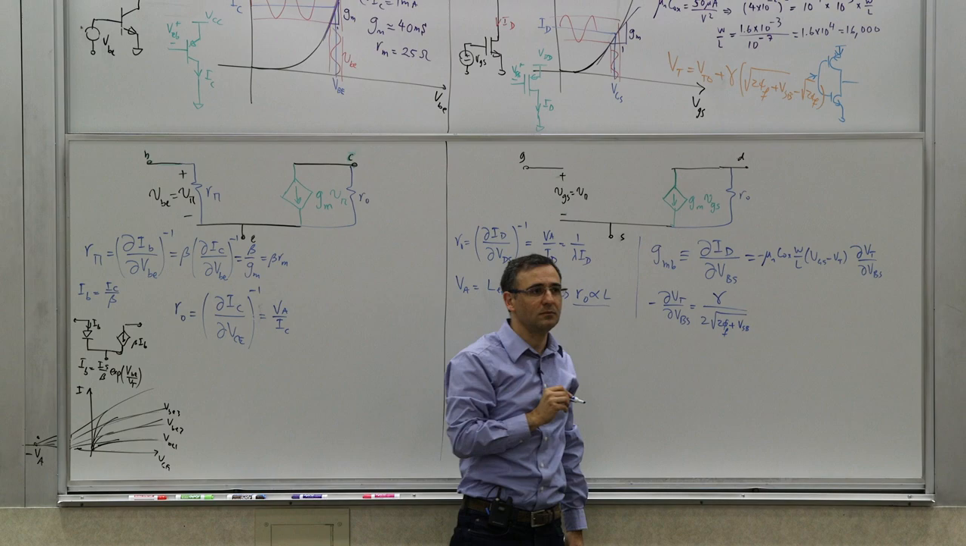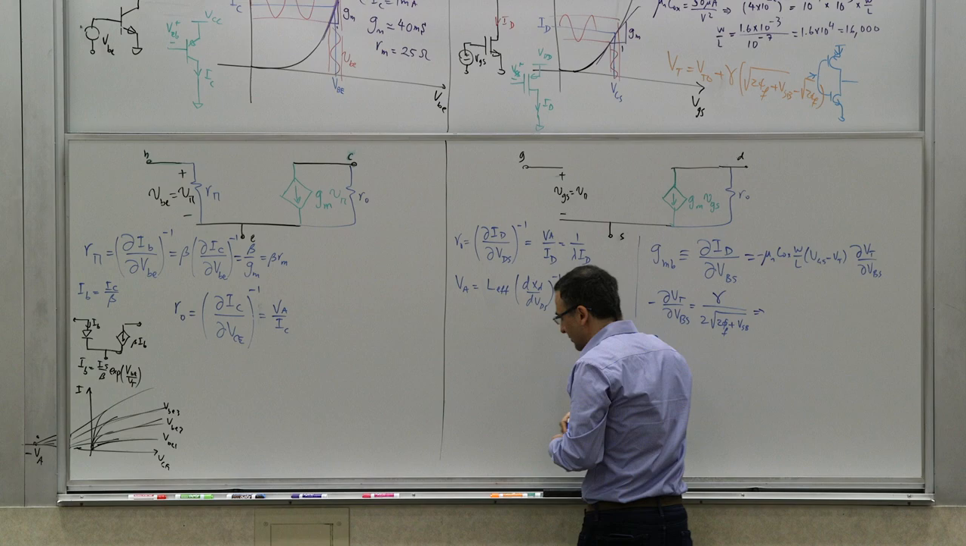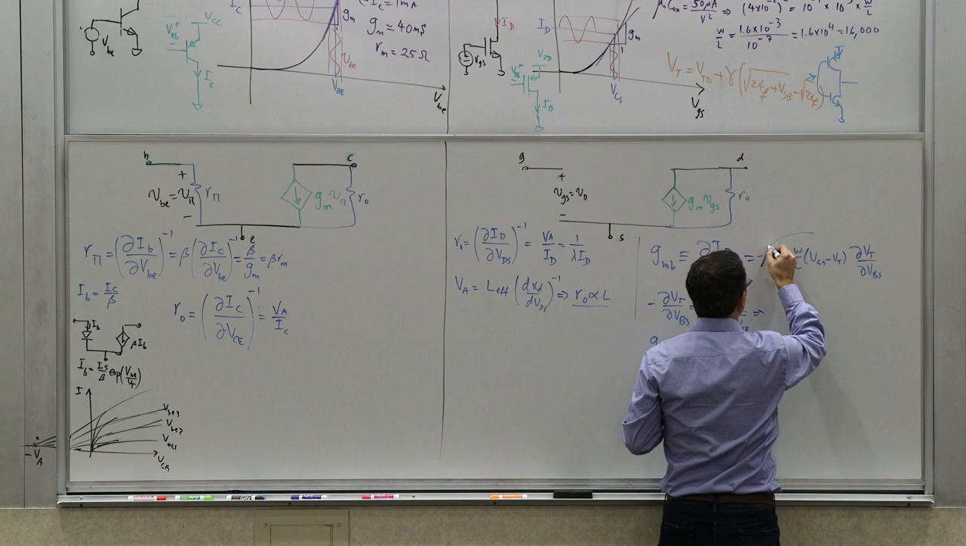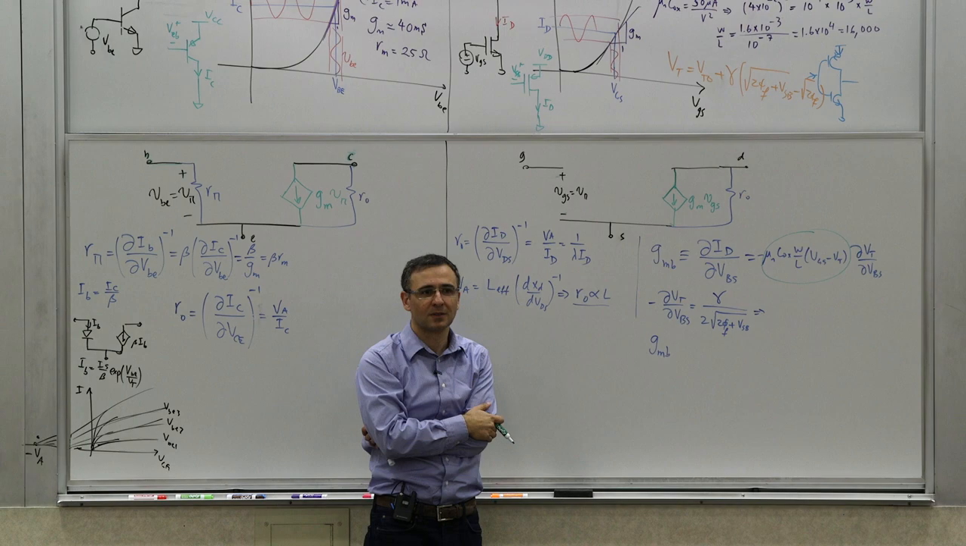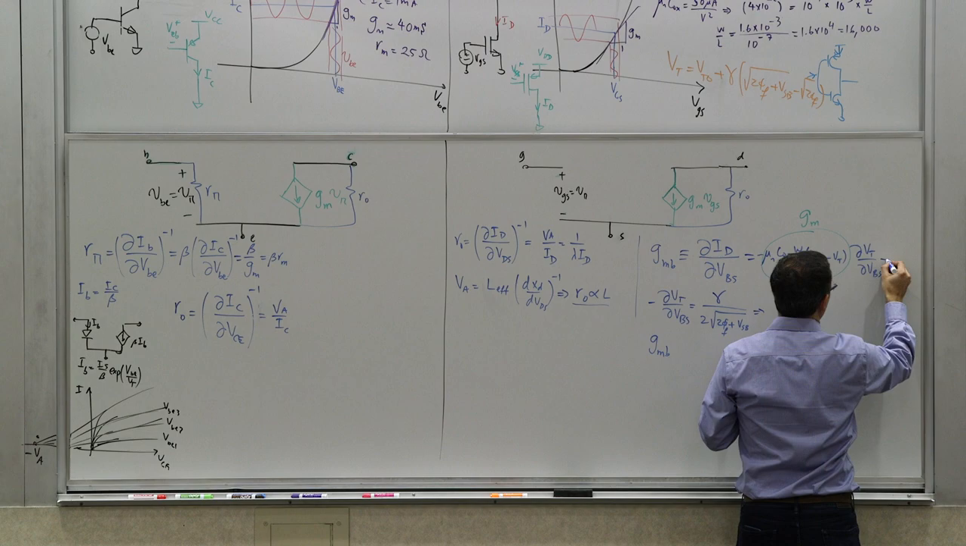Now, and therefore, GMB, I'm sure you all recognize this. What is this? Look at the upper whiteboard. That's the GM, right? So this thing is really, you can write it as some constant times GM, which we call chi.